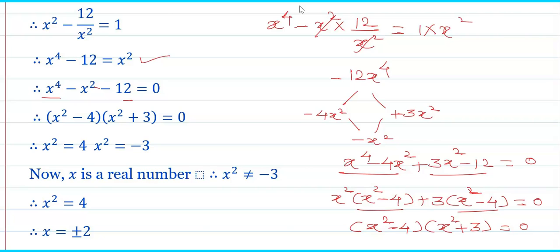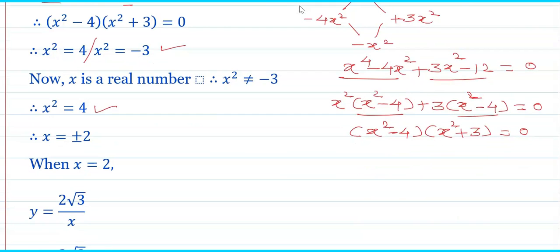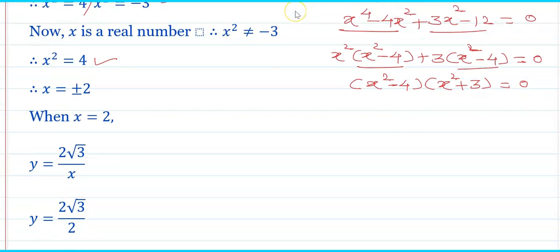Therefore x square minus 4 into x square plus 3 is equals to 0, and hence x square minus 4 is equals to 0. Okay, this is the first one, and second x square plus 3 is equals to 0, means what, x square is equals to minus 3. Okay, now x is a real number, therefore x square is not equals to minus 3. Then which value will x square have? x square is equals to 4, taking the square root on both sides. Okay, therefore if we find out the square root, then you will get x is equals to plus or minus 2.